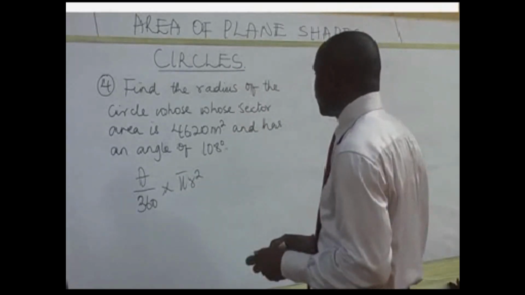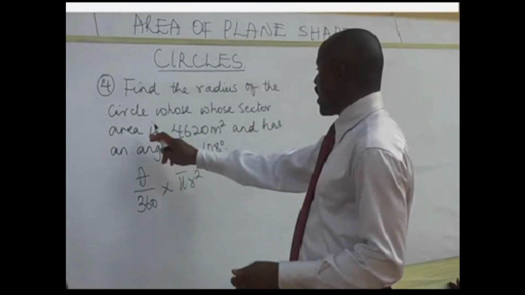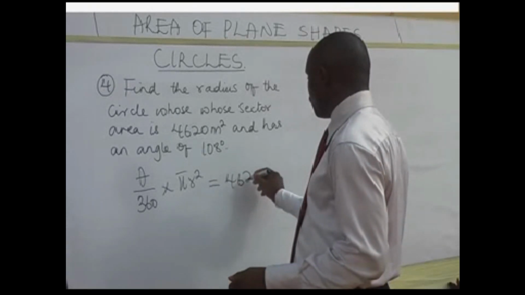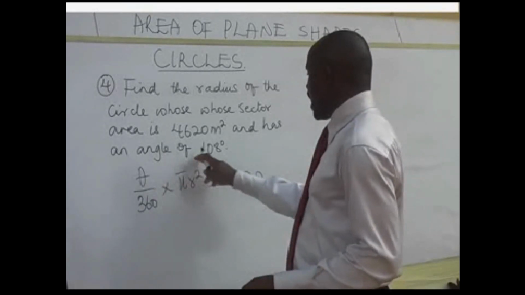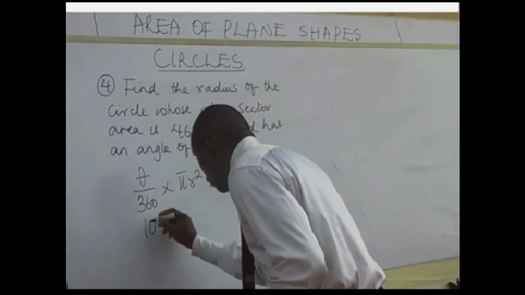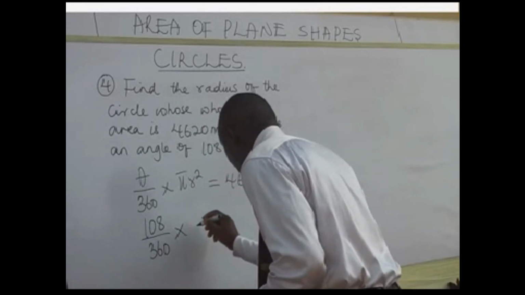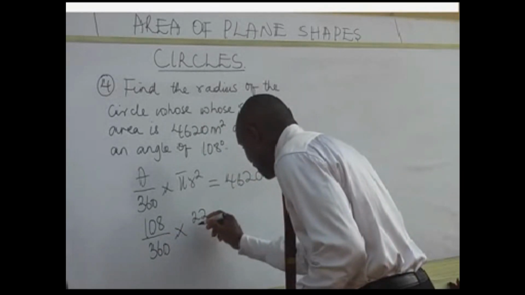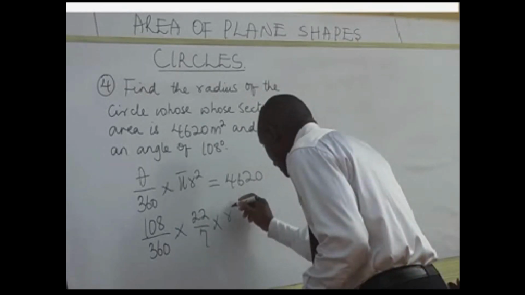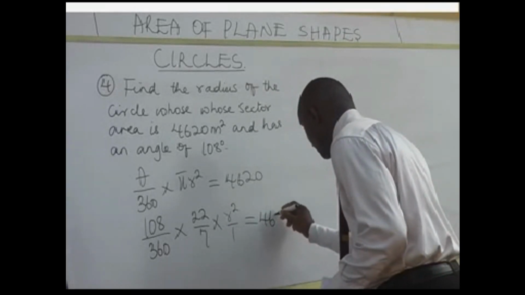So in this case now, we have to find the radius, whose sector area is, whatever we get here should be equated to 4620. Then the angle of the sector is 108. So we have 108 all over 360 times pi is 22 all over 7, the approximated value of pi, r squared all over 1 is equal to 4620.